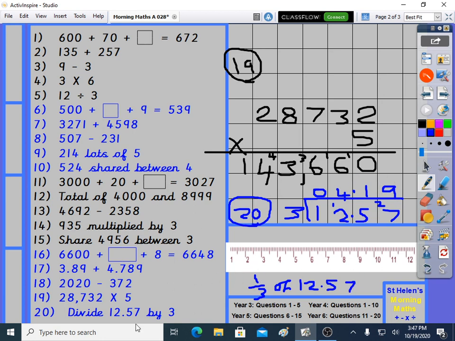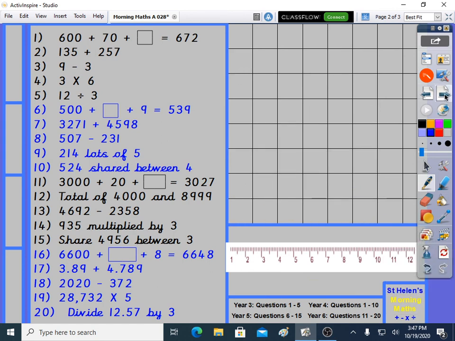So if you need to find a third of something, divide by 3. If you need to find a quarter of something, divide by 4. If you need to find a fifth of something, divide by 5. If you need to find a sixth of something, divide by 6. Let's see the answers. 4.19 and everything else.